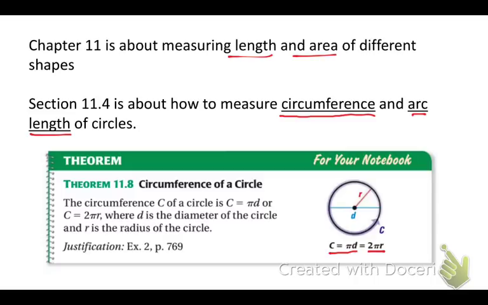Remember the circumference is the length around the circle. So if you had a huge circle out on the field and you walked around the circle, you would be walking the circumference of the circle. Area is a whole different thing. Area is what's inside the circle.